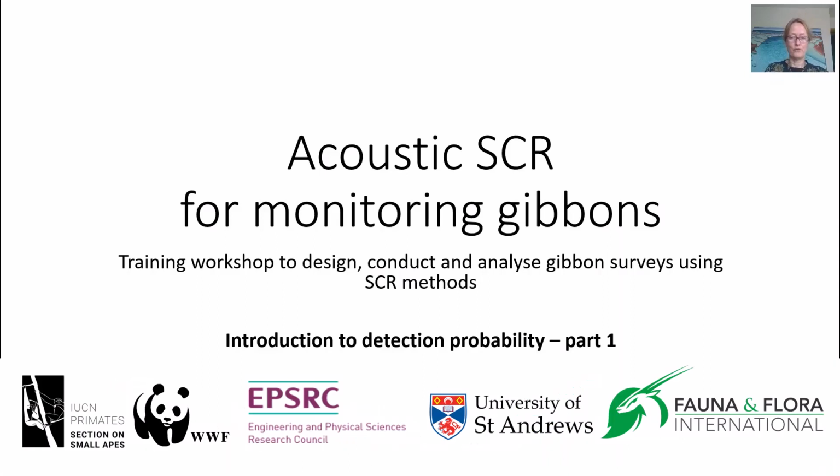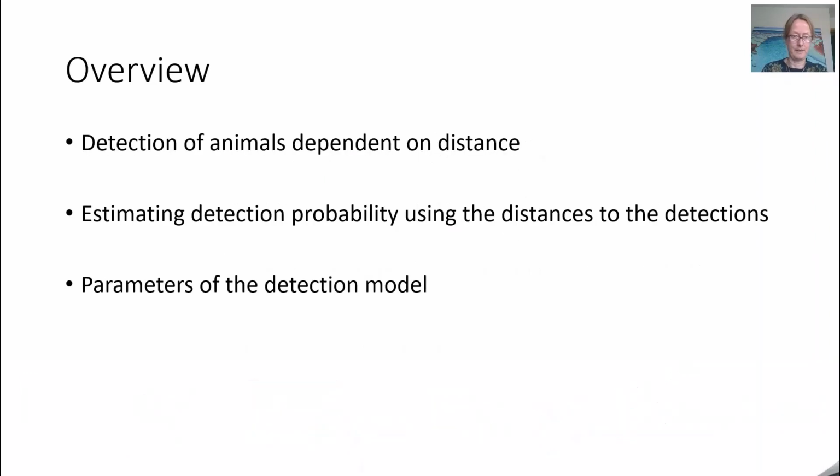This is the first part of our lecture, Introduction to Detection Probability. In this lecture, we'll learn about what is the probability of detecting the animals, how this probability depends on distance, and how we can estimate it. To this end, we'll look at the following topics.